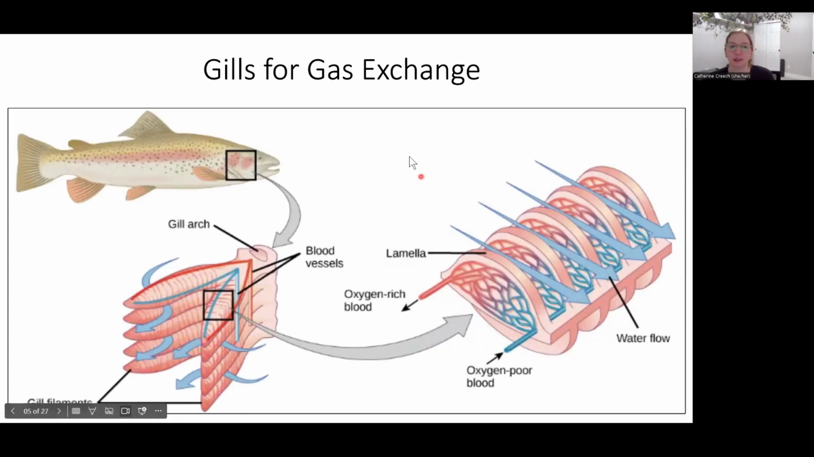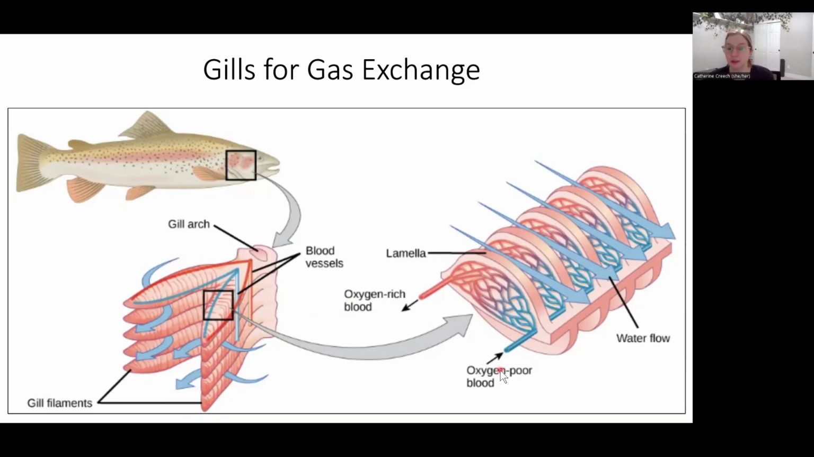Here's a close-up of gills. We have a beautiful fish here. This would be the gill cover or the operculum, where you'd pull it back and look inside. You would see the filaments of the gills. In those filaments, we have blood vessels running through them, bringing a lot of carbon dioxide to diffuse out and oxygen to diffuse in. Then they'll go back to the body.